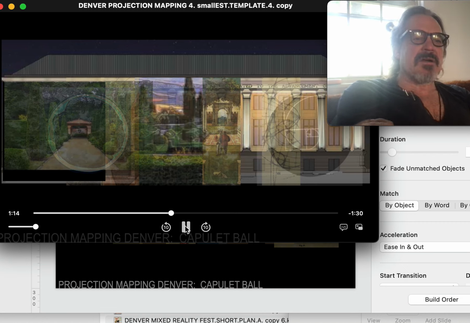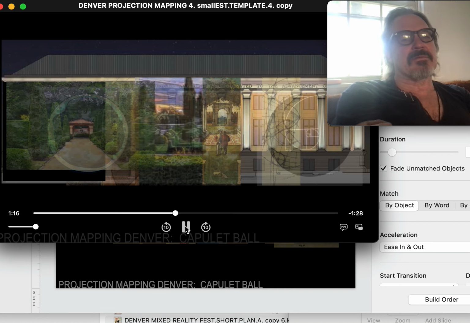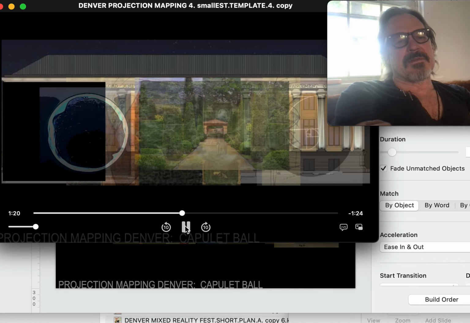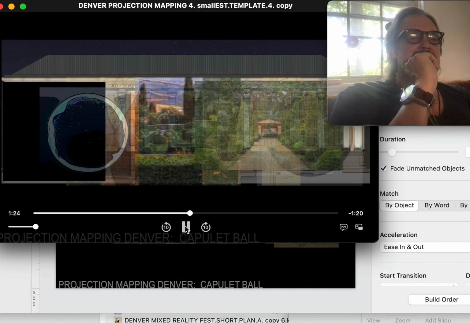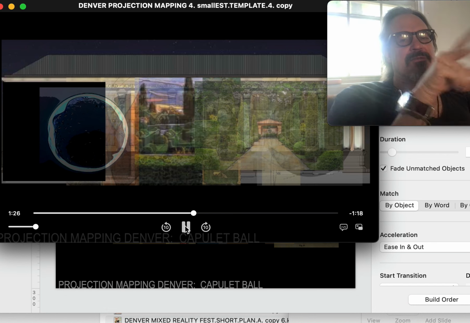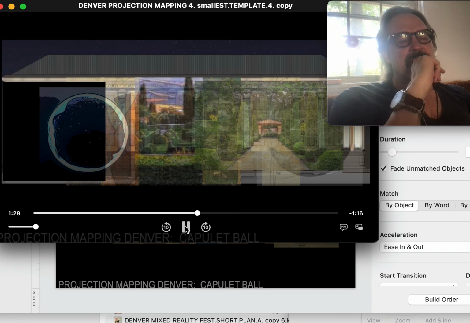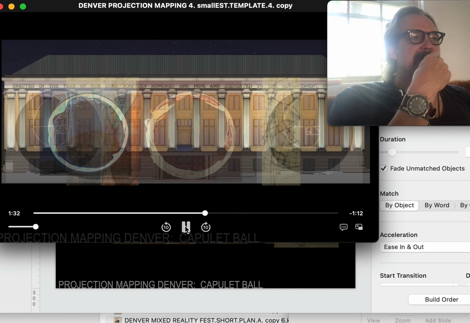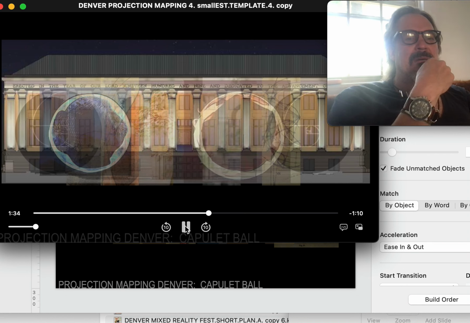Here's the Italian Gardens in back, reminiscent of the Capulets. This is projected across with higher lumen projectors, both abstract and naturals. Things I've asked you to do with your projection mapping, just going out and getting your own video textures.